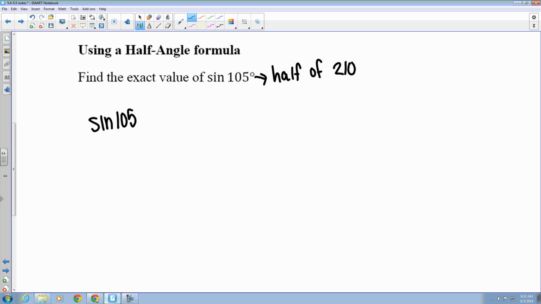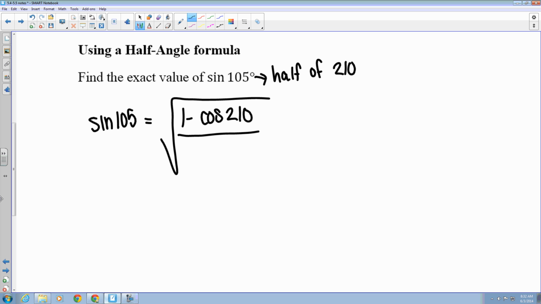Okay, so following that, I have to think about whether this should be positive or negative. That's what the plus or minus means in front of each formula. This is in quadrant 2, which means sine is positive, so I don't have to worry about that plus or minus. 1 minus cosine of u, and like I said, our u is the big angle, 210.